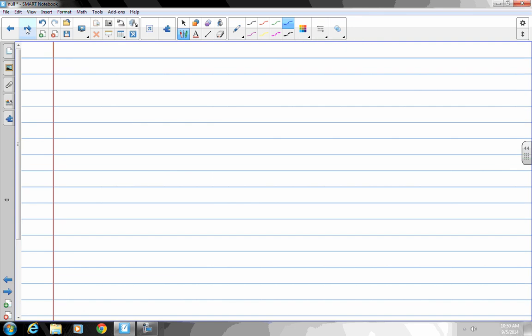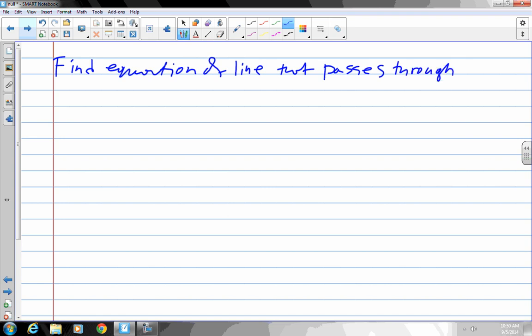So, find the equation of a line that passes through 2, 3 and 7, 1.